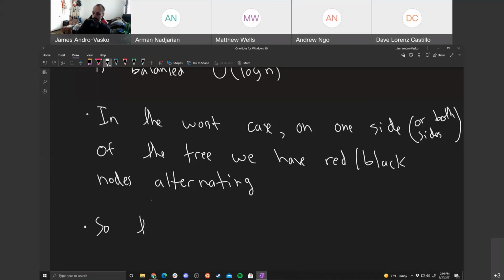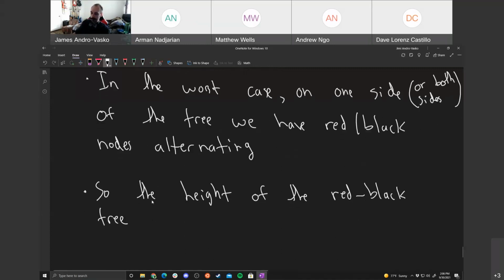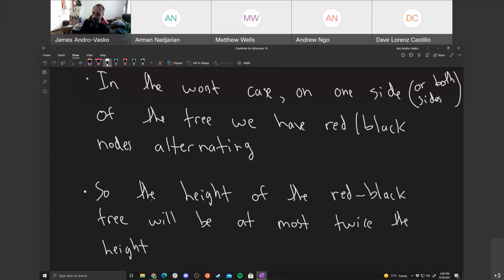So the height of the red-black tree will be at most twice the black tree height.